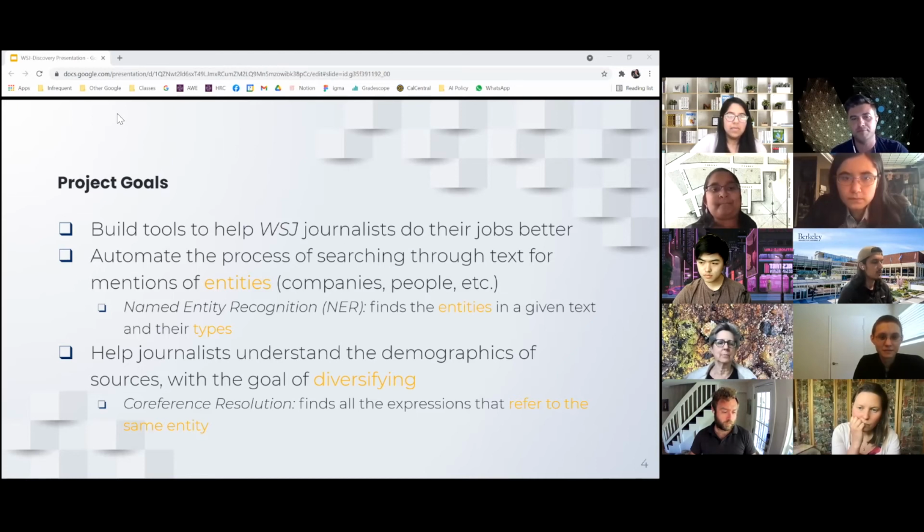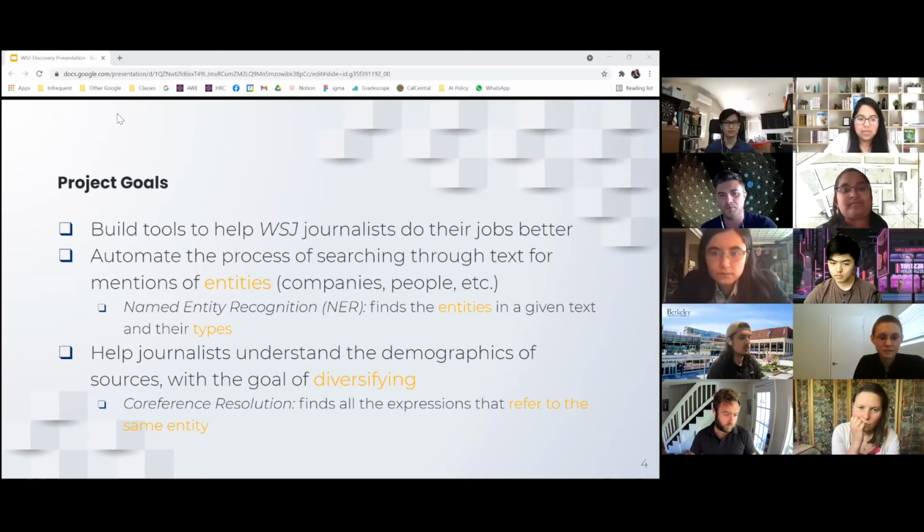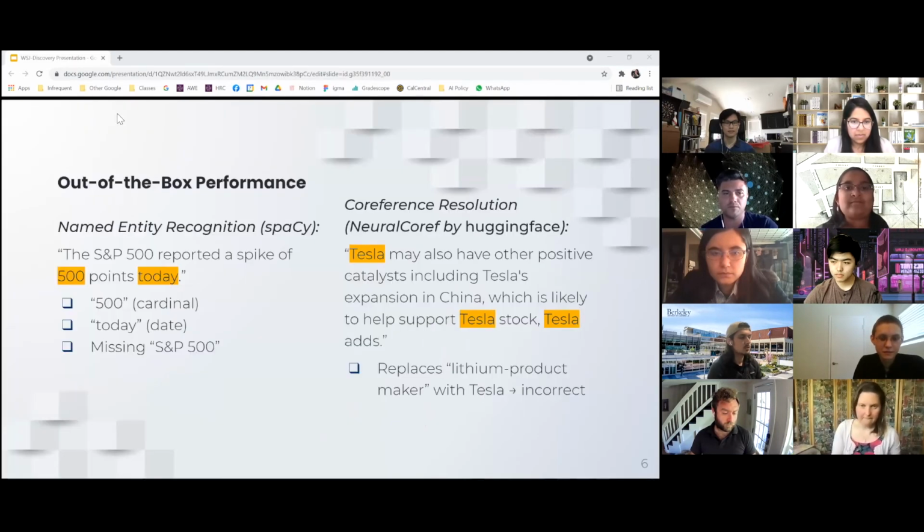And then we also want to help journalists understand the demographics of sources with the goal of diversifying. How we did this was through co-reference resolution, where we find all the expressions that refer to the same entity, so we can track exactly what we are talking about in each article and across articles. Out-of-the-box performance with these NLP methods was leaving something to be desired. For example, named entity recognition using a basic spaCy model: we see the sentence, the S&P 500 reported a spike of 500 points today. It identifies 500 as a cardinal number and today as a date, but it's missing S&P 500, which would be important to track in a business article.